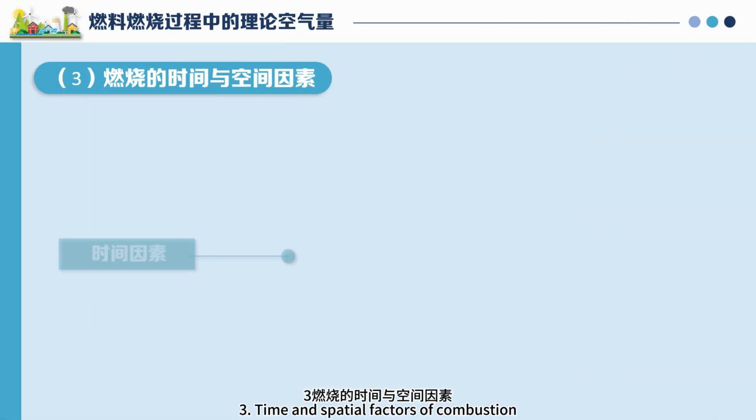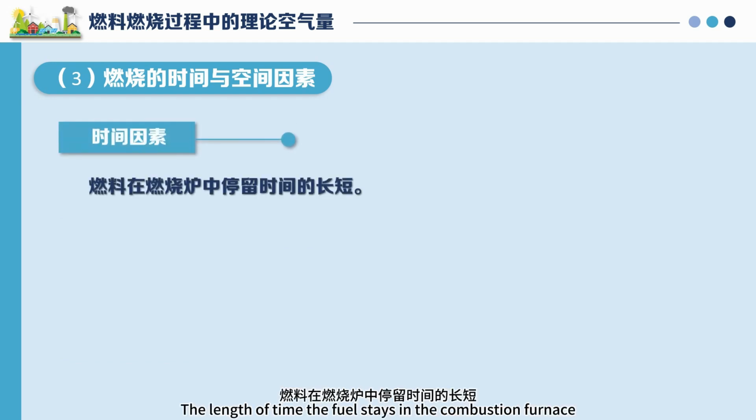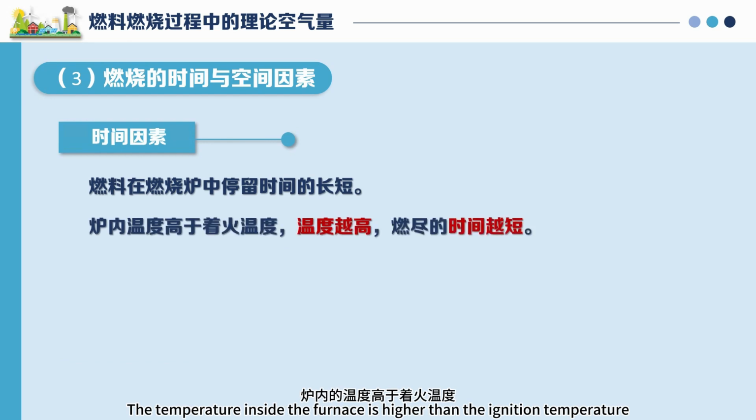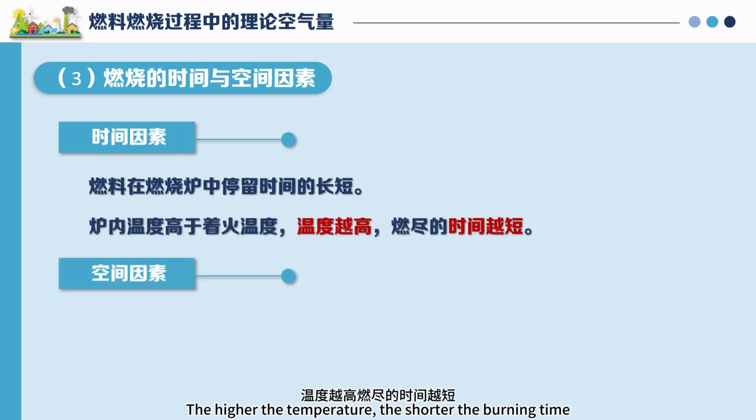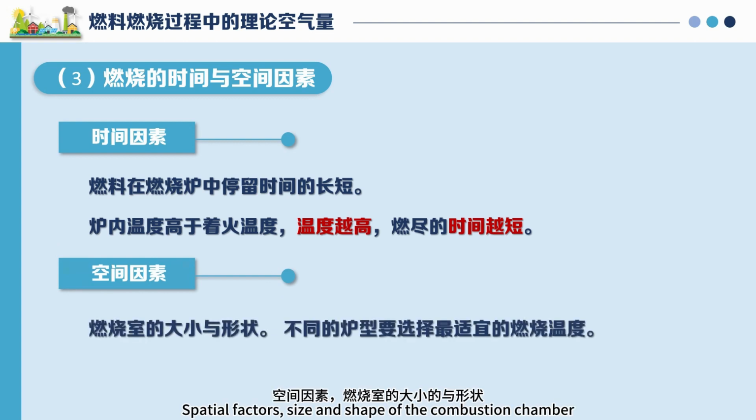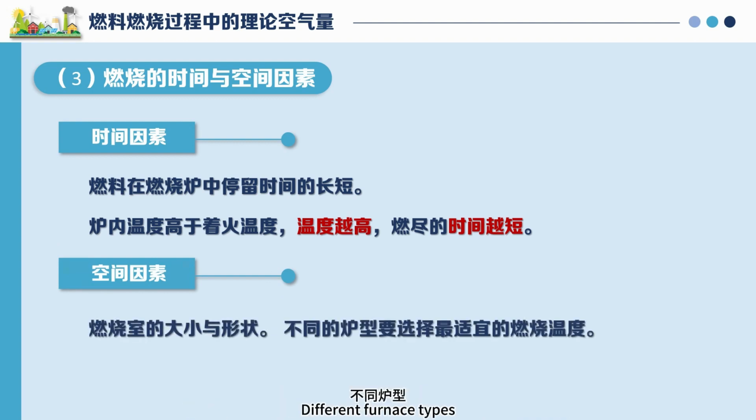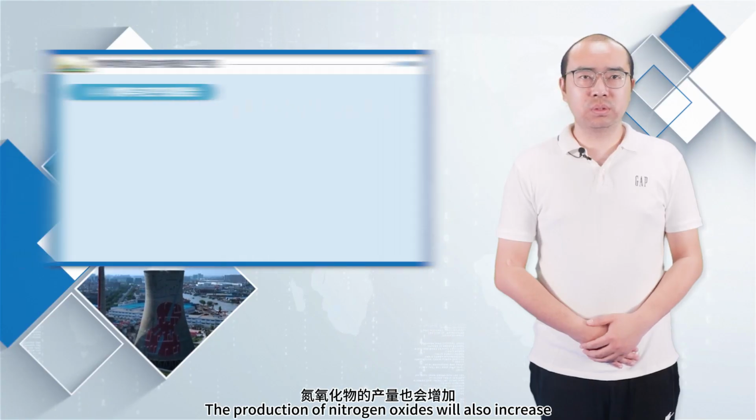3. Time and spatial factors of combustion. Time is the length of time the fuel stays in the combustion furnace, where the temperature inside the furnace is higher than the ignition temperature. The higher the temperature, the shorter the burning time. Spatial factors are the size and shape of the combustion chamber. Different furnace types need the most suitable combustion temperature. The higher the temperature, the shorter the burnout time. However, if the temperature is too high, the production of nitrogen oxides will also increase.